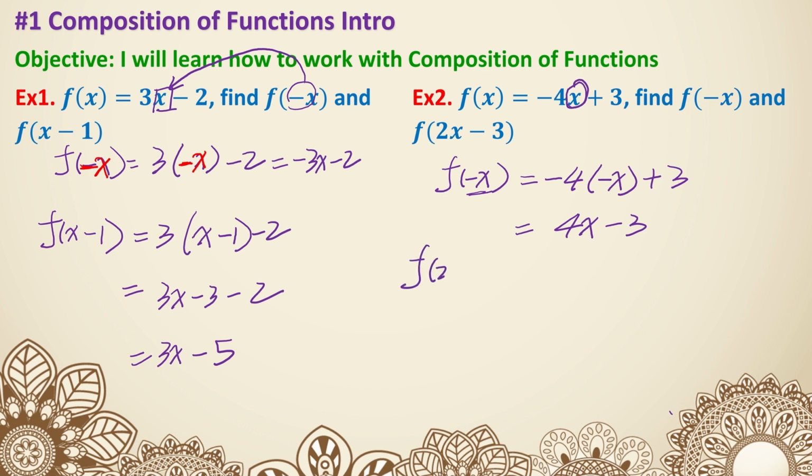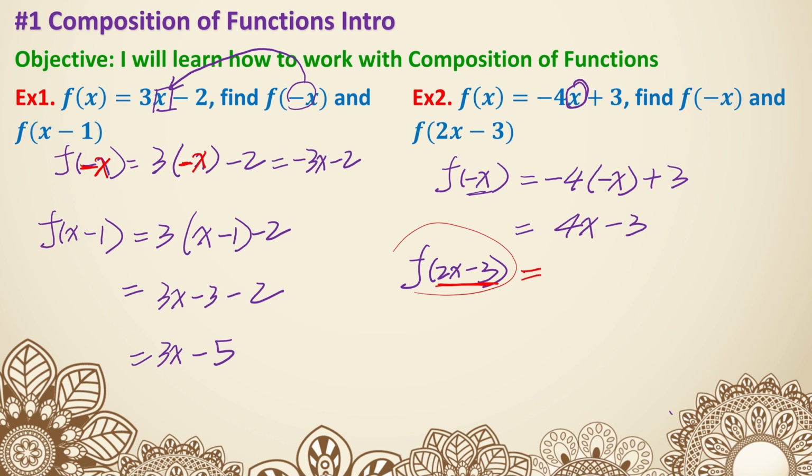And next, f of 2x minus 3. Well, this time it gets a little bit more complicated because inside the parentheses is 2x minus 3. You have to understand this x is just a placeholder. It doesn't actually represent anything. It's just something to hold a place that is going to be substituted by whatever you have when we actually calculate a function or simplify the function.